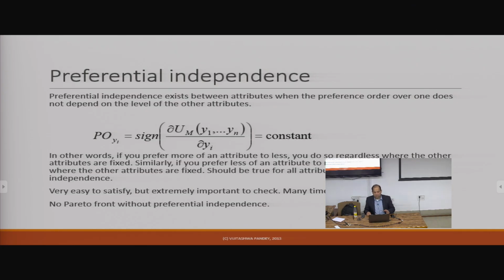One thing to distinguish this from statistical independence is that we understand for most decision problems that two attributes can be statistically dependent, and that's a pretty common thing that we see. So let's say we have reliability versus cost. Reliability usually comes with increased cost. Okay, so there's statistical dependence, but preferentially they're most likely independent, because regardless of where the cost is fixed, we prefer high reliability to less. Regardless of where the reliability is fixed, we prefer low cost to high. Okay, and that's essentially what it is.